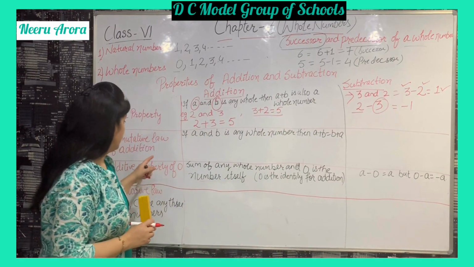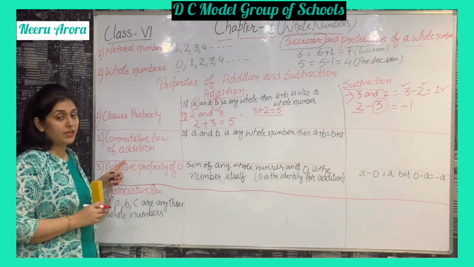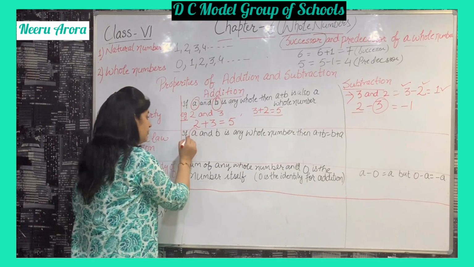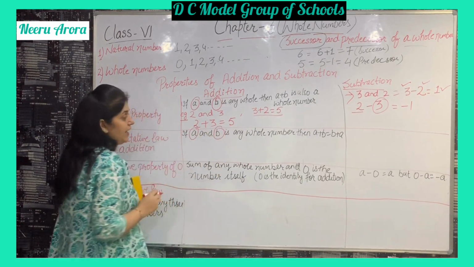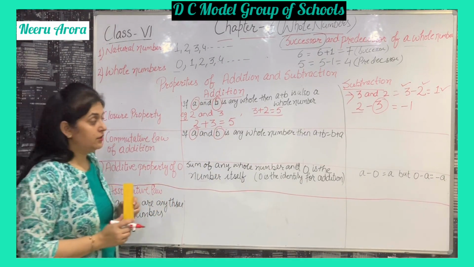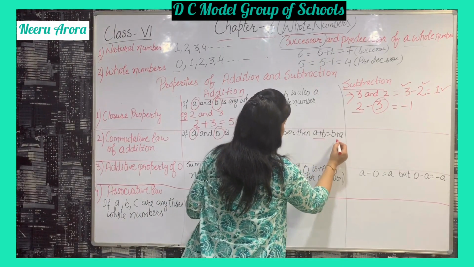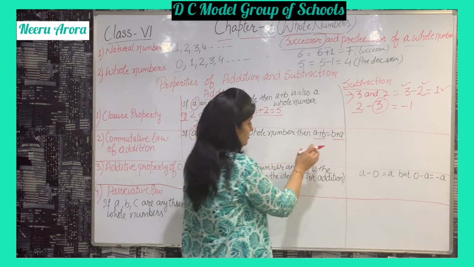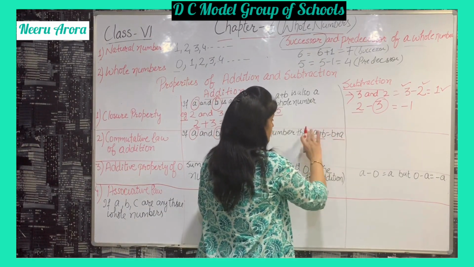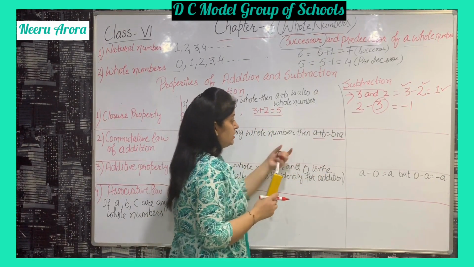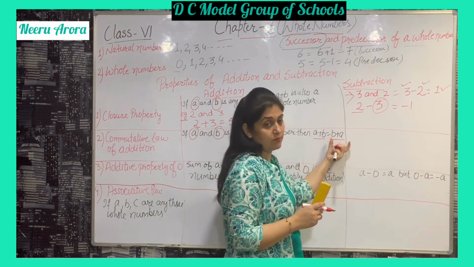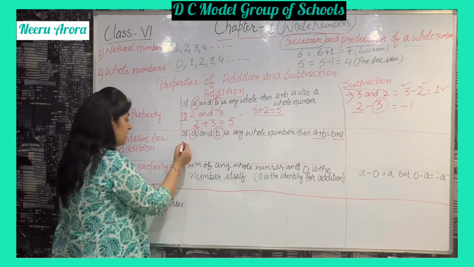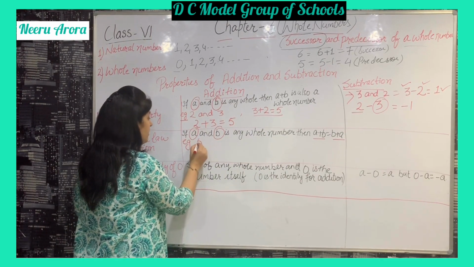So next property, the commutative law of addition. What is the commutative law of addition? If a and b are any whole numbers, then a plus b is equal to b plus a. Look at this property. Only the order is changed. In this, a comes first, in that, b comes first. But their sum remains the same. So let's take one more example: 5 and 7.